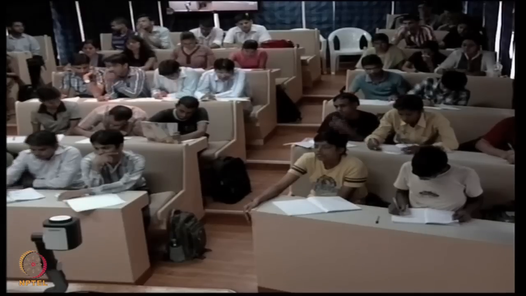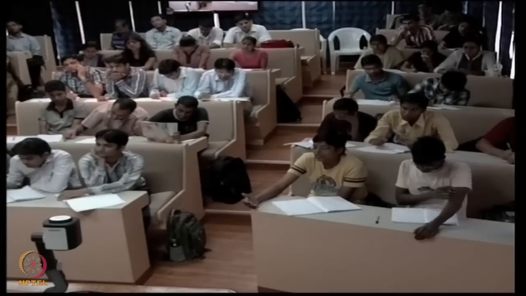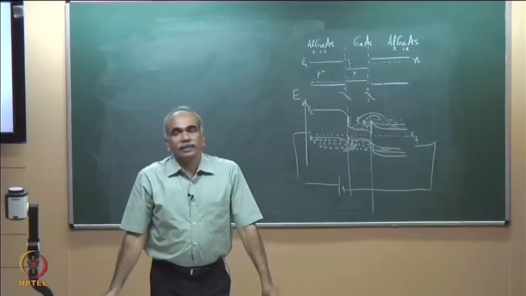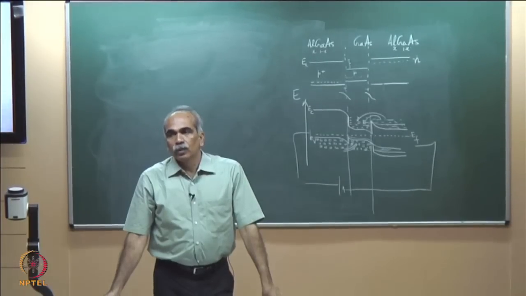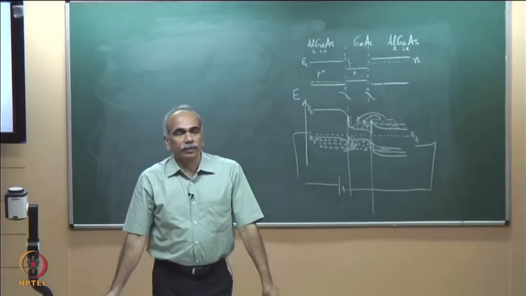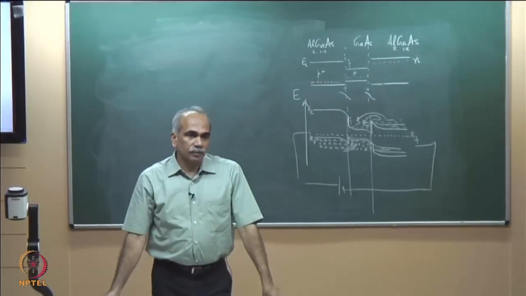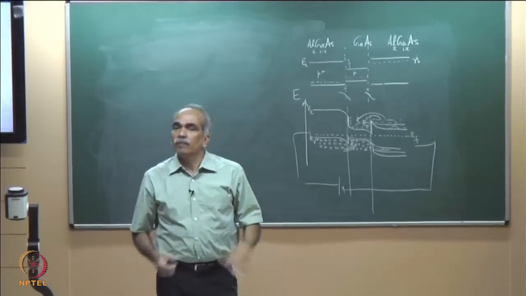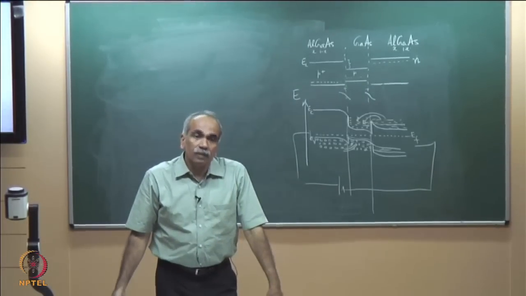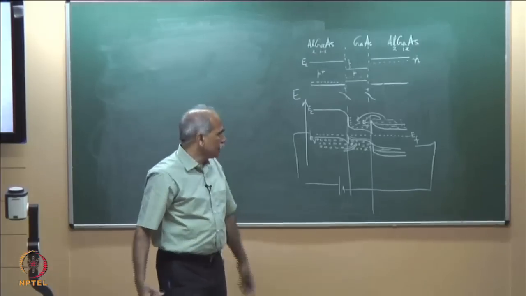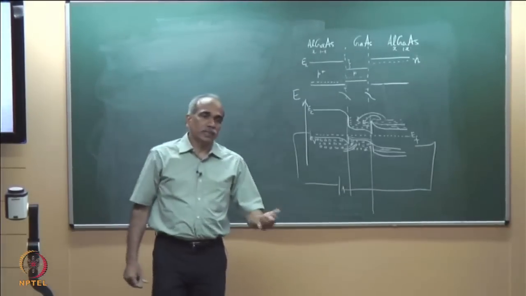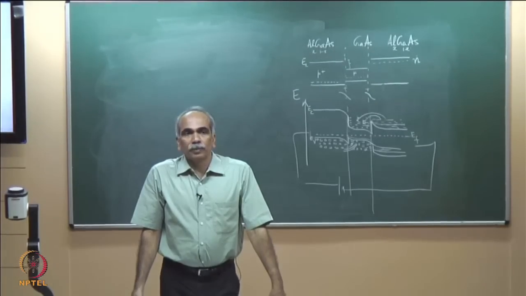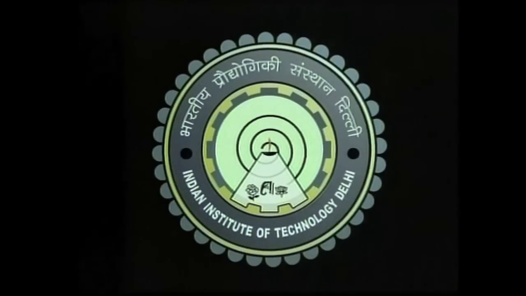So, carrier confinement I have illustrated for a double heterostructure. In the next class, we will discuss Schottky junctions and ohmic contacts, the last of the basic topics which are required to understand the device physics and operation of the device, and then in part 2 we will discuss how to realize actual devices. We will stop here.